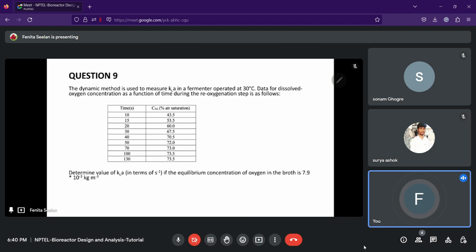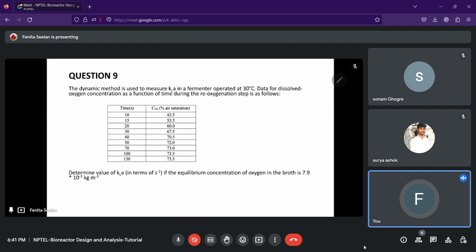Question number 9, I think you are aware of this question. You would have solved a similar problem. Question 9: the same dynamic method is used to measure the KLA in a fermenter operated at 30 degrees Celsius, and the data for the dissolved oxygen concentration as a function of time during the reoxidation step is as follows. The data is given. You are asked to determine the value of KLA if the equilibrium concentration of oxygen in the broth is 7.9 times 10 to the power minus 3 kg per meter cube.